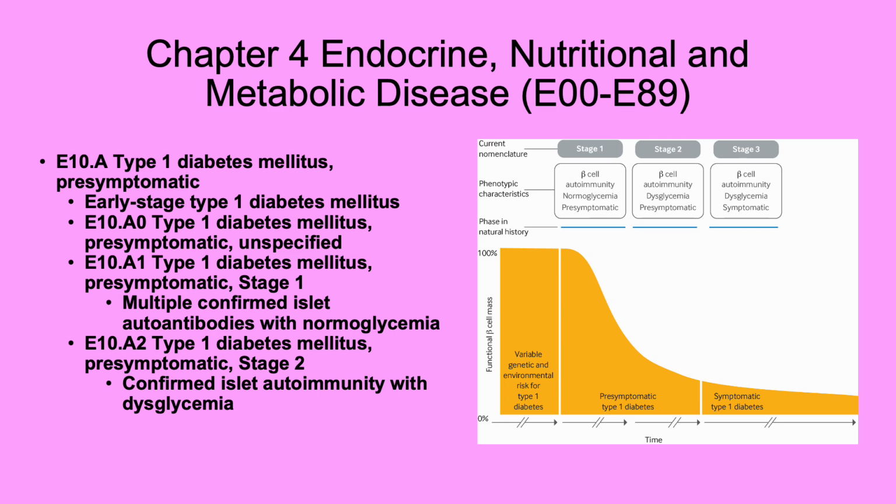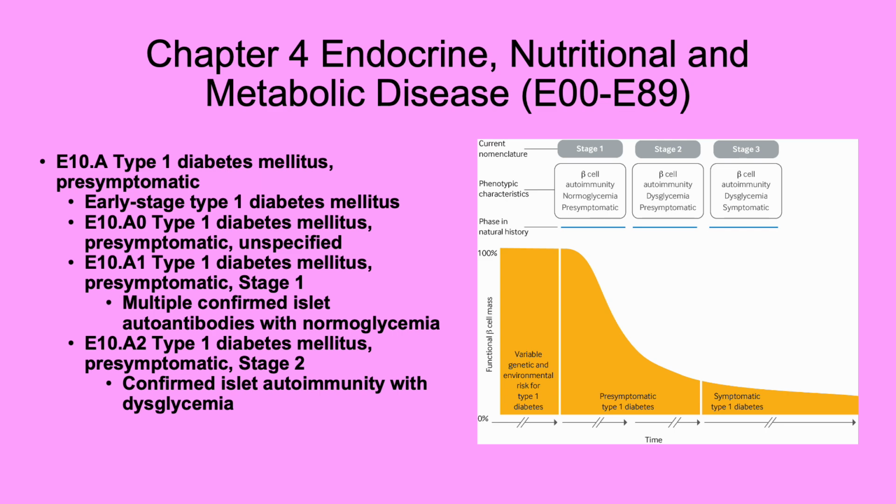Okay, so now we're going to move on to chapter 4. This is an important change in chapter 4, the endocrine system. So we have pre-symptomatic type 1 diabetes. This is E10.A. So this is a very, very early stage of type 1 diabetes, pre-symptomatic. So you have a normal glycemic, pre-symptomatic, you have dysglycemic, pre-symptomatic, and then you go into dysglycemic, symptomatic.